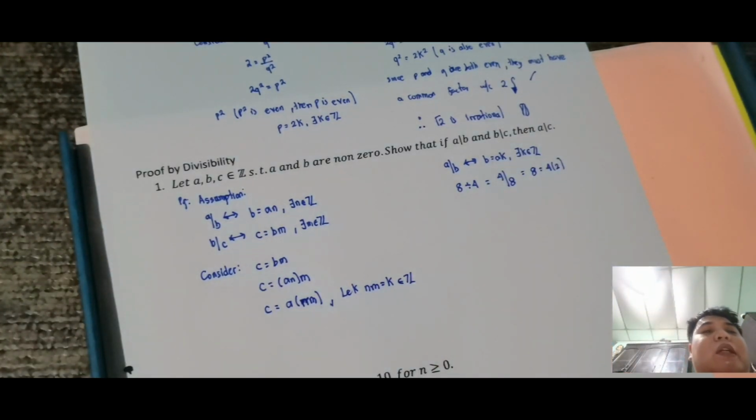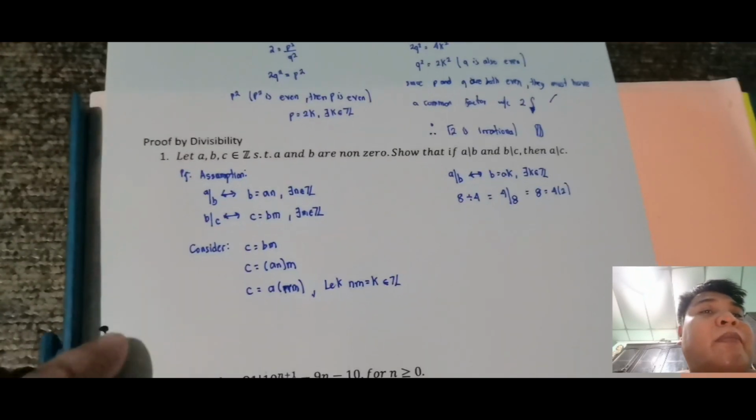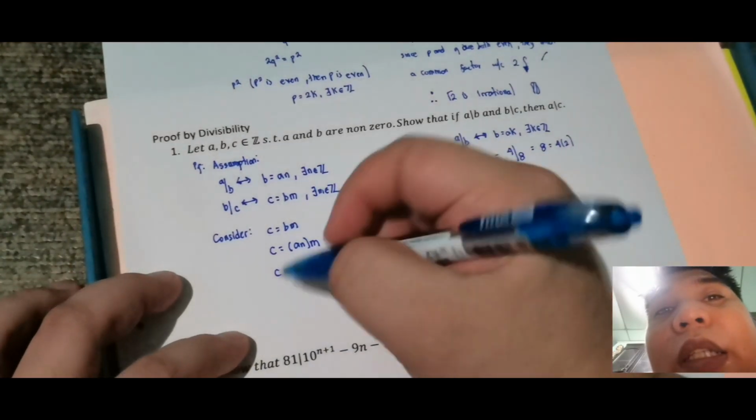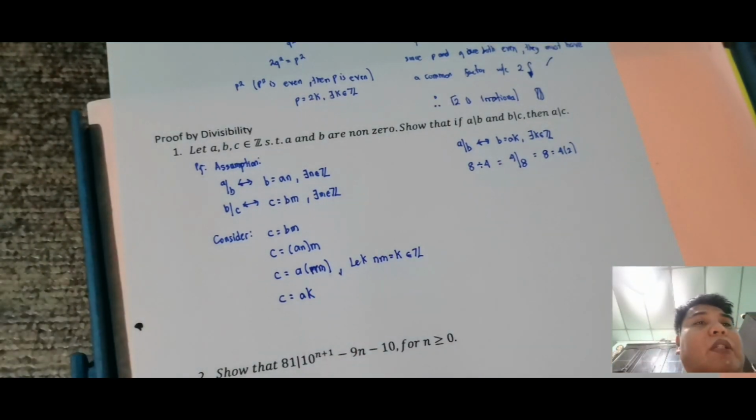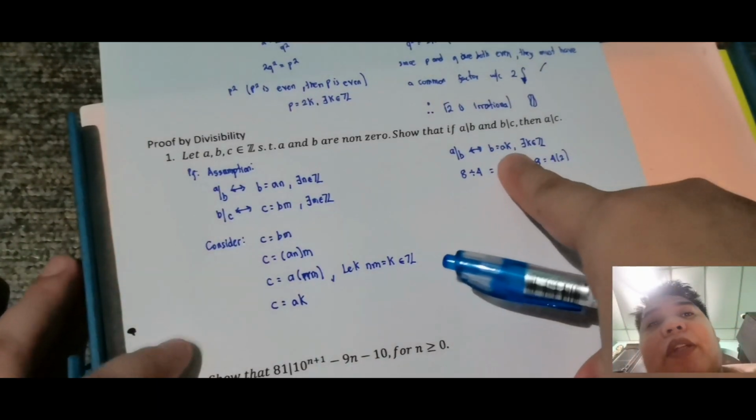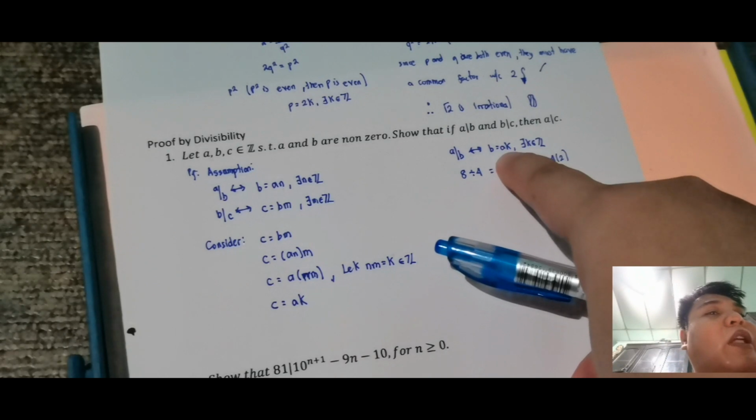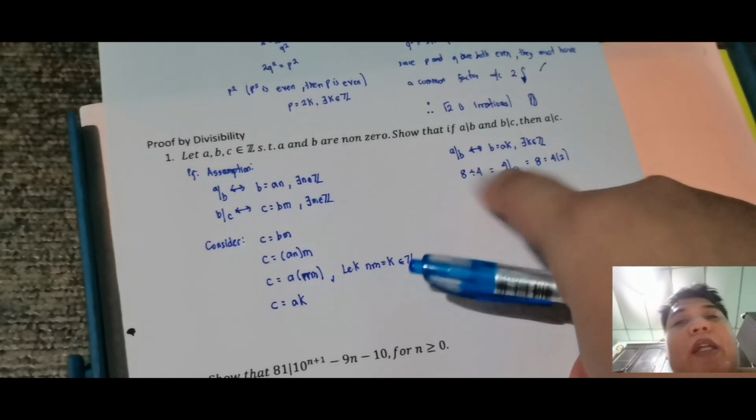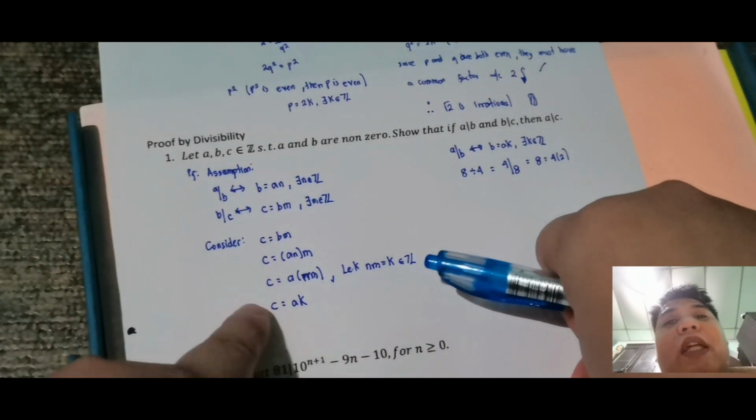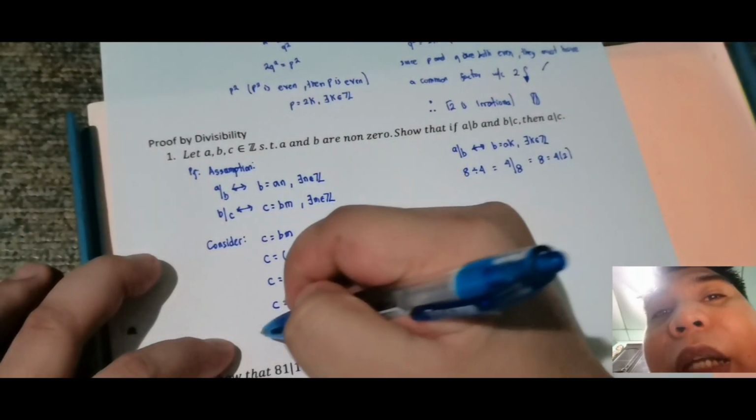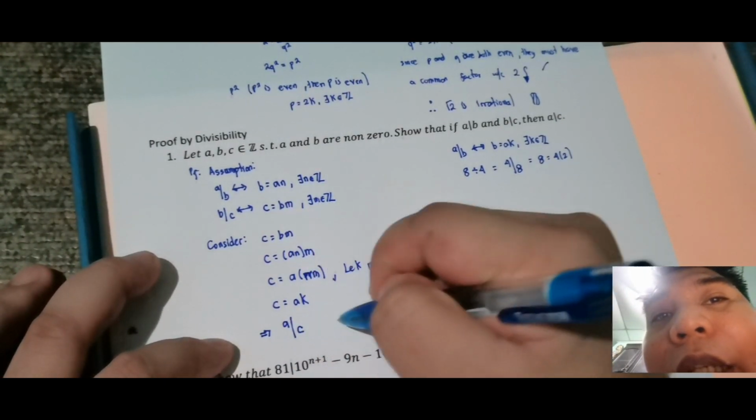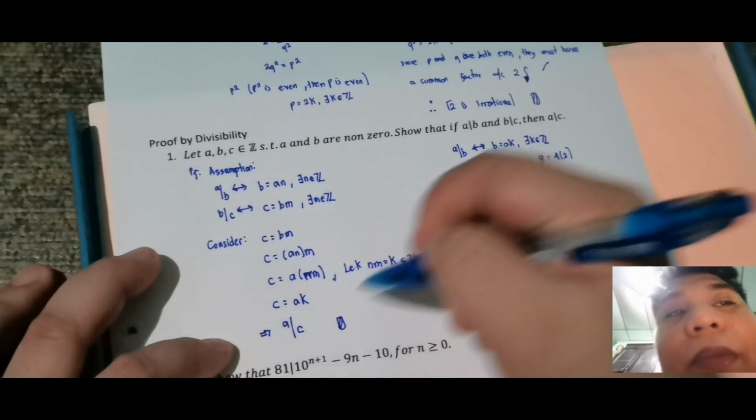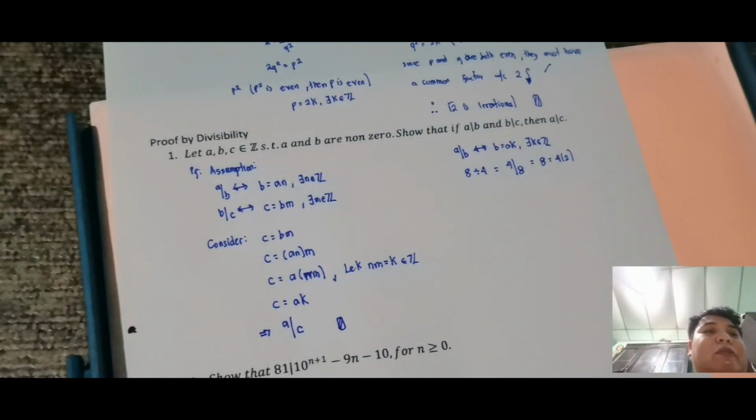Tama, product ng dalawang integer is also integer. Next, C is equal to AK, which is, pasok na dito, B is equal to AK. B is equal to AK, that is A divides B. C is equal to AK, that means A divides C. So this implies that A divides C, and that is done. Pansin mo, sir, ang dali pala ng divisibility.